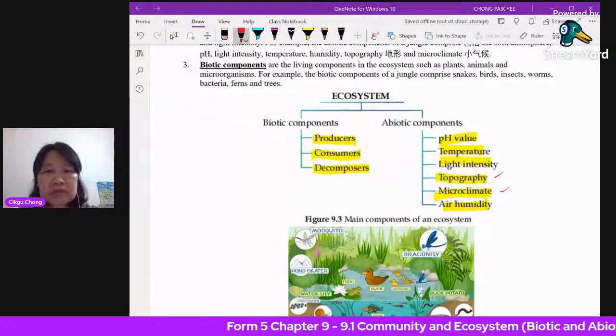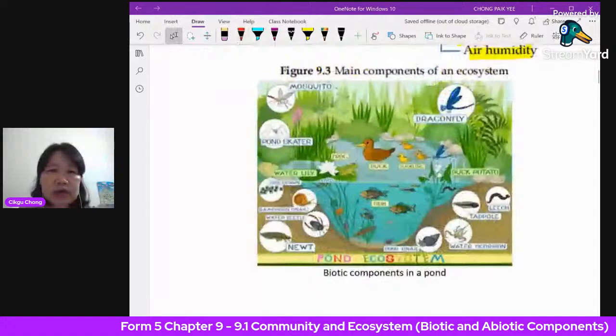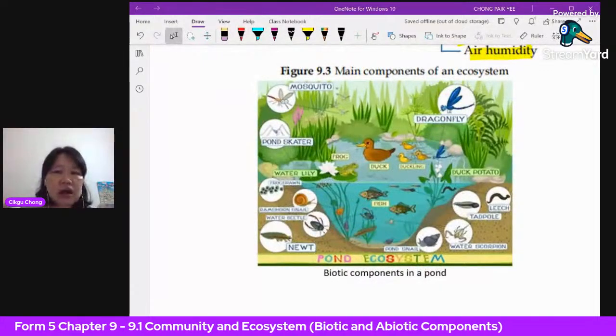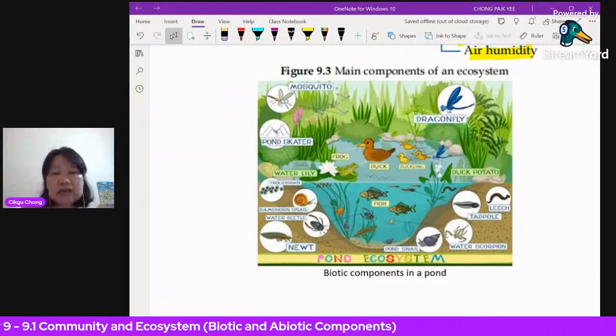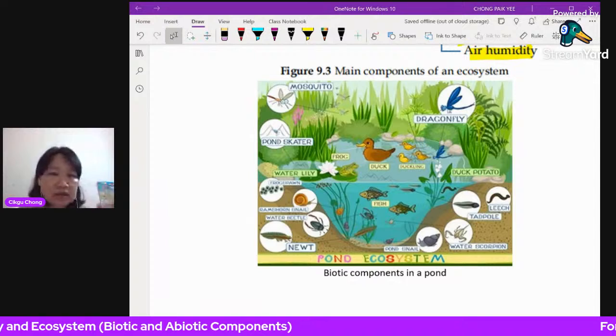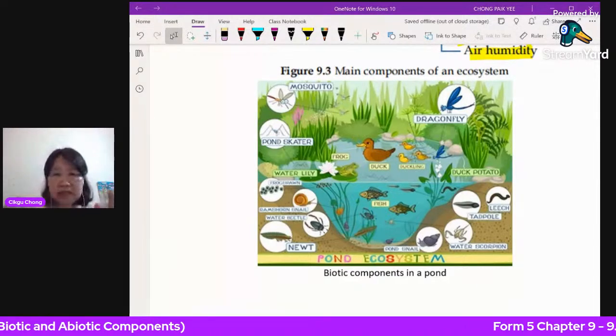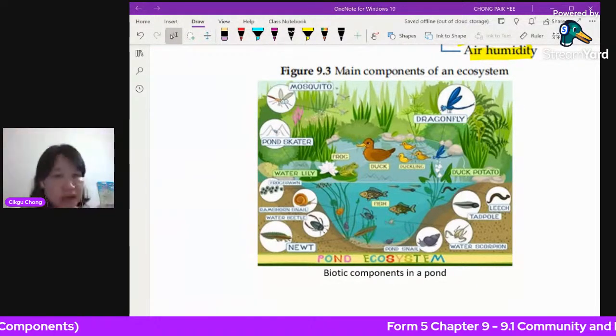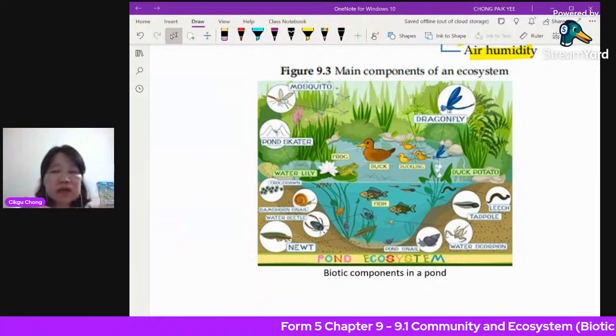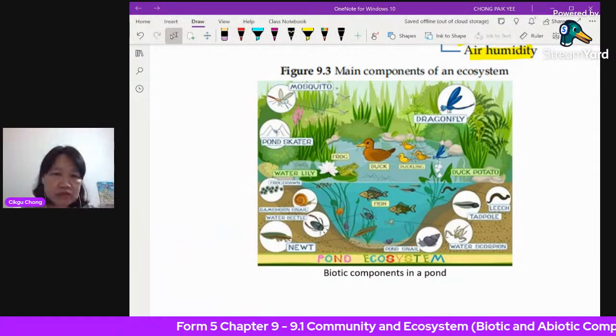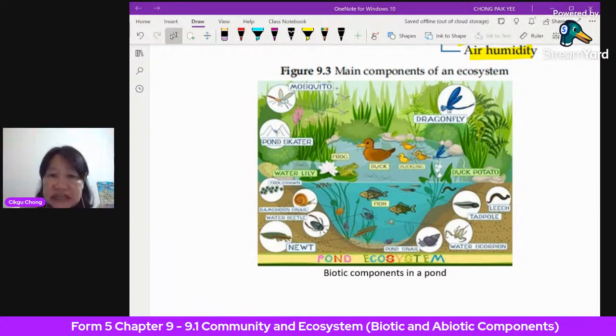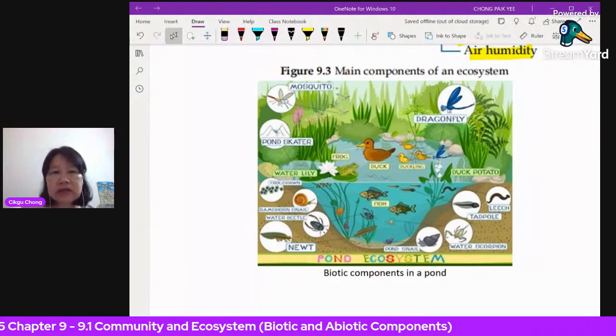So here are the main components of an ecosystem. You can see the ecosystem of a lake. Let's say this is a lake, and you have different animals. A duck is just one species. When you have many ducks staying together, it is called a population of ducks. Then you have different species. Duck is one population, frog is another population, water lily is another population. When they stay together, you get a community, and so on and so forth.